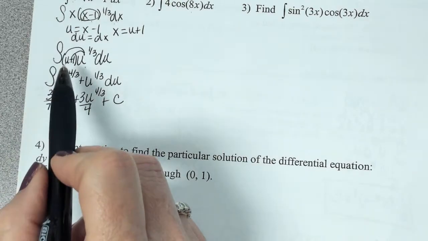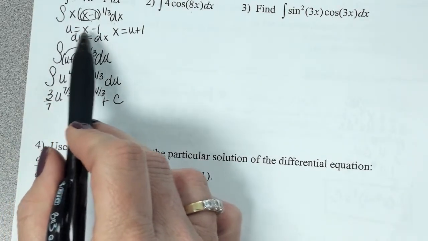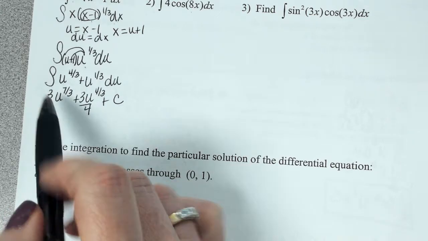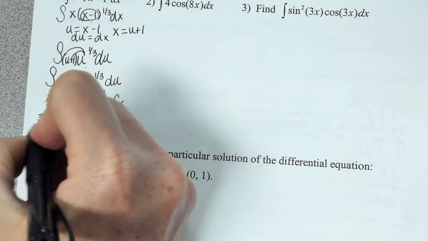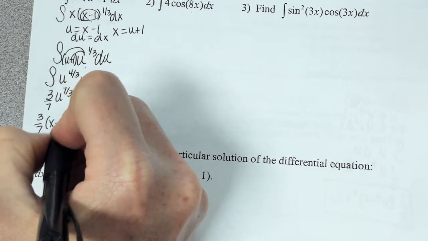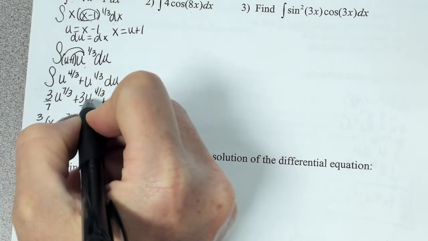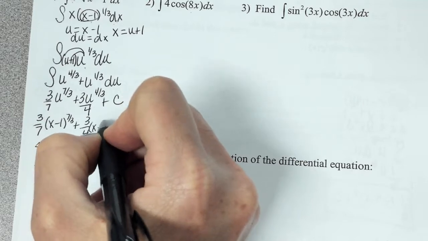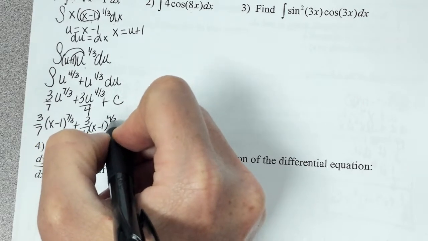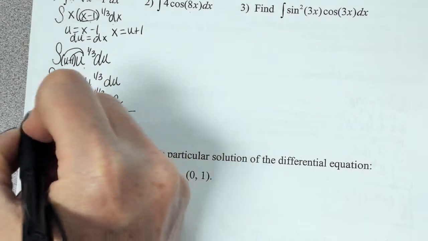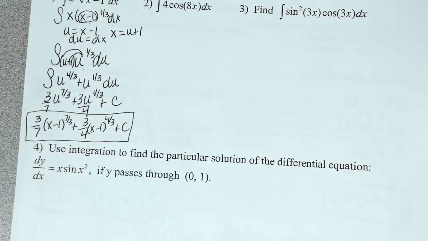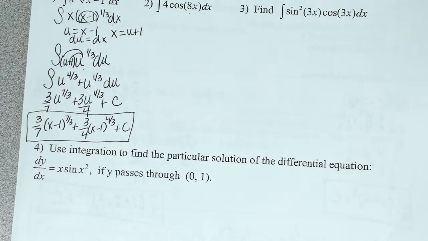To finish the problem, I just have to go back and look at what u is, and I have to fill it in. So we're going to have 3/7 u to the 7/3 plus 3/4 u to the 4/3 plus c. That's going to be our answer. Any questions with that?